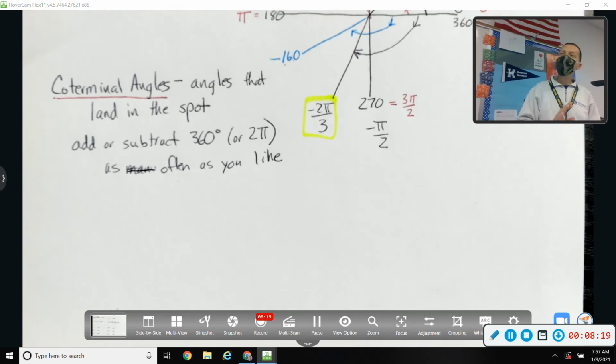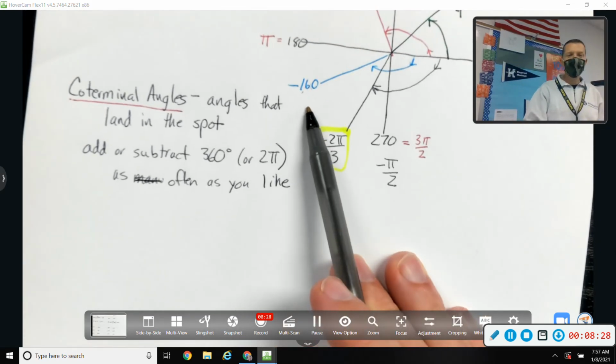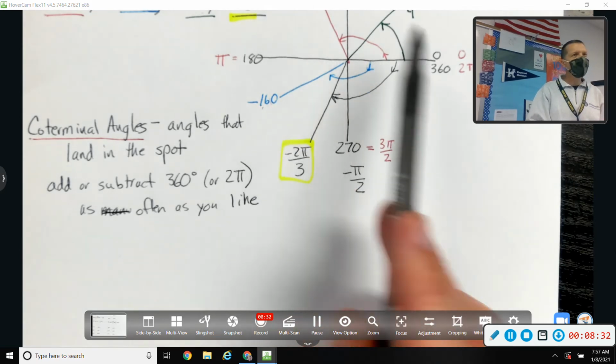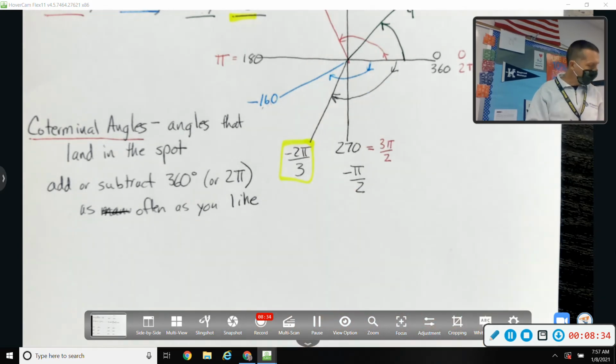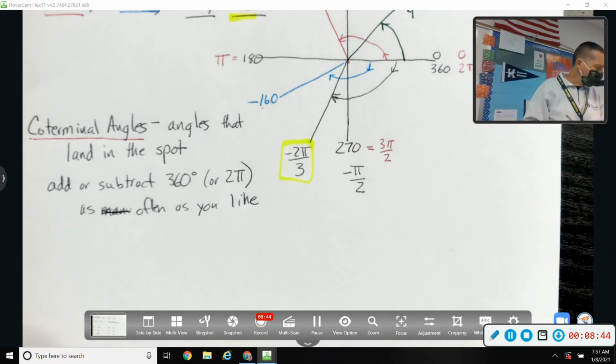So some of these questions will have an infinite number of answers. Like find an angle that's coterminal with negative 160. Well, there's an infinite number of angles that are coterminal with negative 160 because you can just keep spinning around as many times as you want to write out answers. So a lot of times we'll ask to find 3 coterminal angles or find a coterminal angle, a specific one. That way you don't sit there and write all day long.